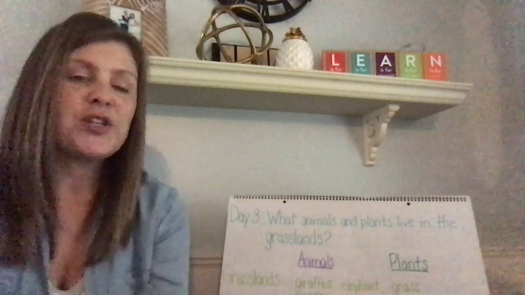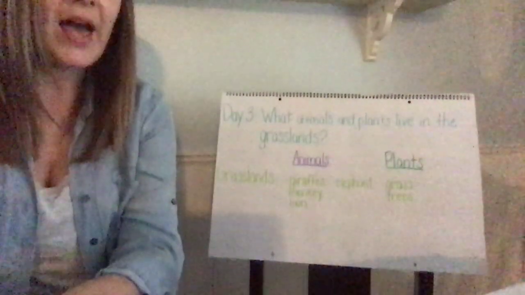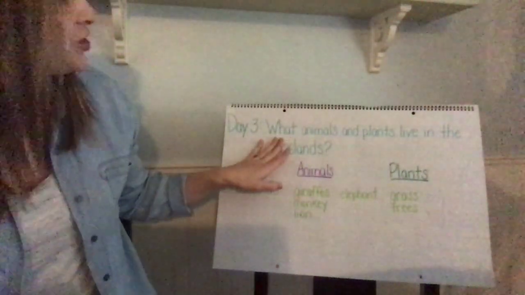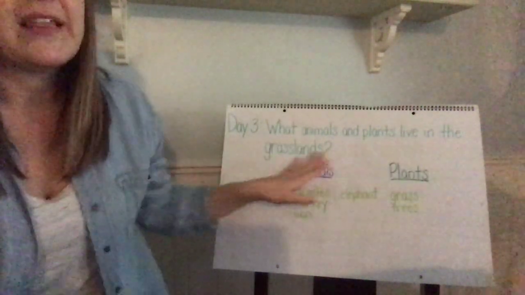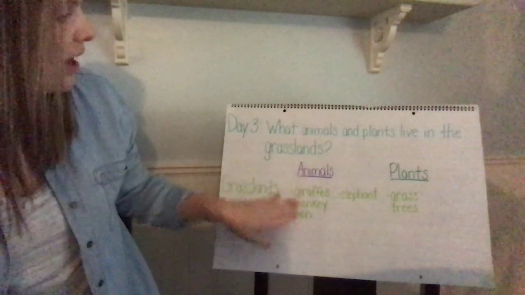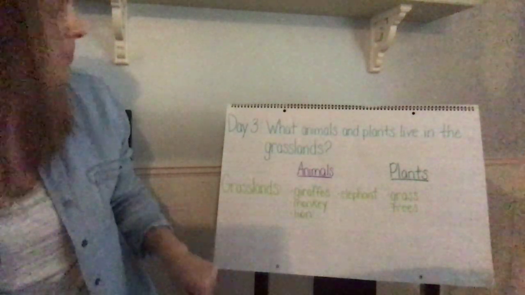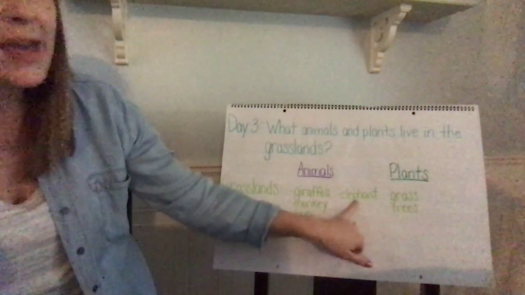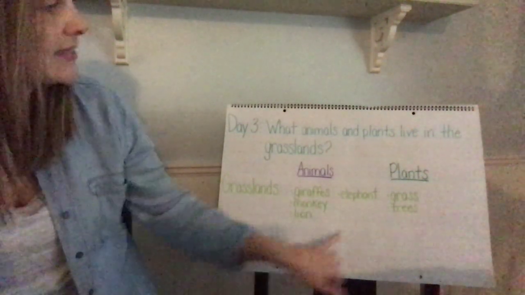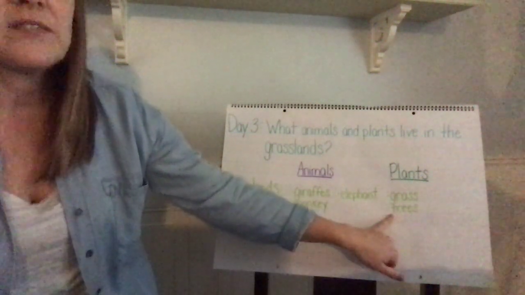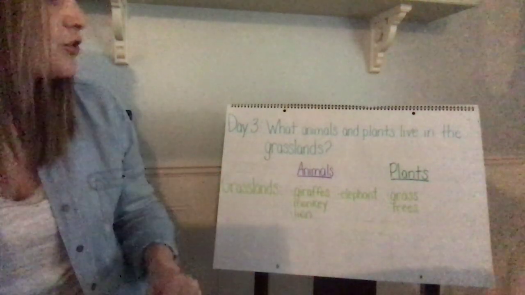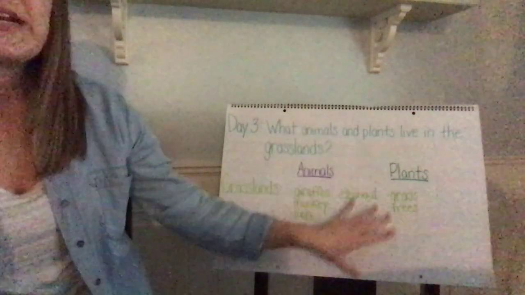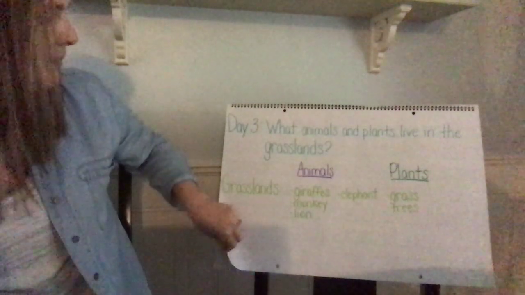So if you think back to part 3, we had the question, what animals and plants live in the grasslands? And I had a lot of really cool animals that were shared with me. We had giraffes, elephants, monkeys, lions, and you also had seen lots of different types of grass and trees as well. So great answers that were shared here.